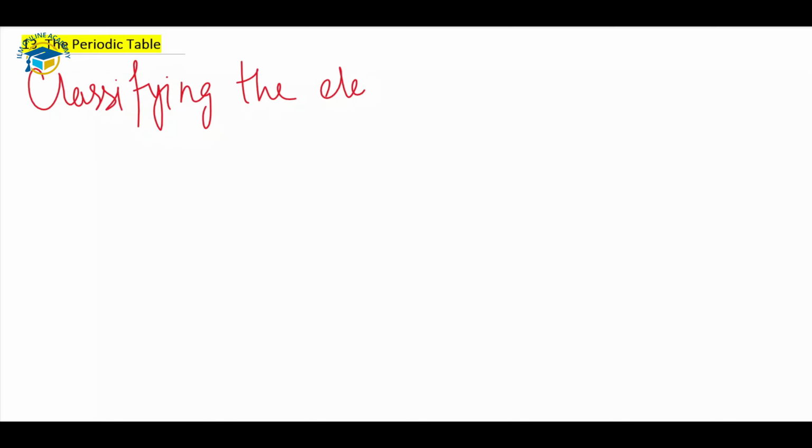The first content which we are doing today is classifying the elements. So we will classify the elements in the periodic table, and the periodic table is a table of elements that are arranged in the order of increasing proton number or the atomic number.